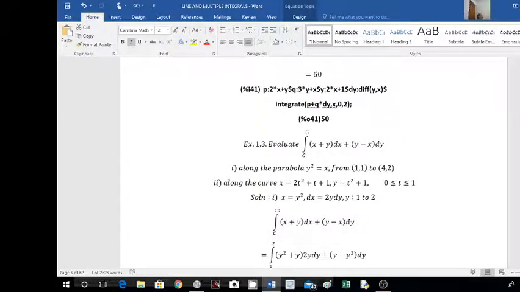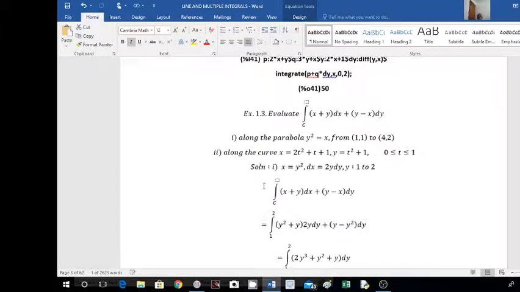So therefore, we write this integral over C of (x plus y) dx plus (y minus x) dy as the integral from 1 to 2. X means this is equal to y square, plus y into dx means this is our 2y dy, plus y minus x means this is our y square dy as it is. I will write this dy outside here, and if you simplify this one, this is 2y cube, and this is our 2y square plus y minus y square.